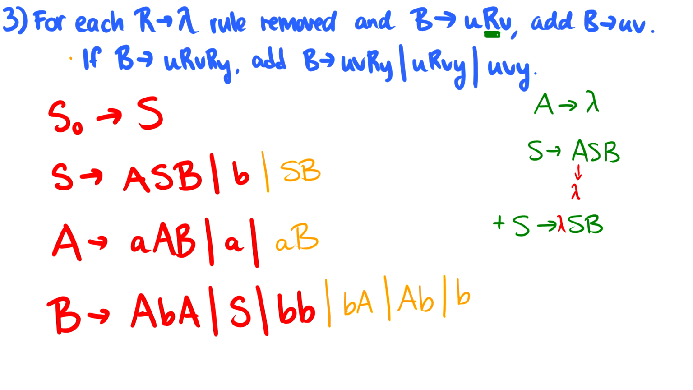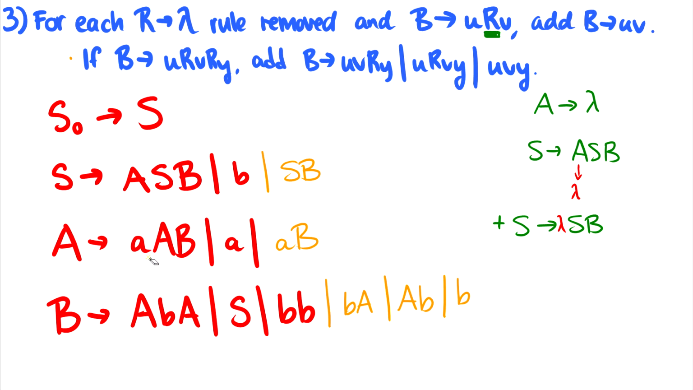I've only had one in here, so we only have to do it once, but if we had, say, B goes to lambda, we'd have to do it again for all of our B's. Okay, so these are the rules we have added. We've added S goes to SB because this A has become a lambda. We've added A goes to AB because this A has become a lambda, and then I just explained the B rules.